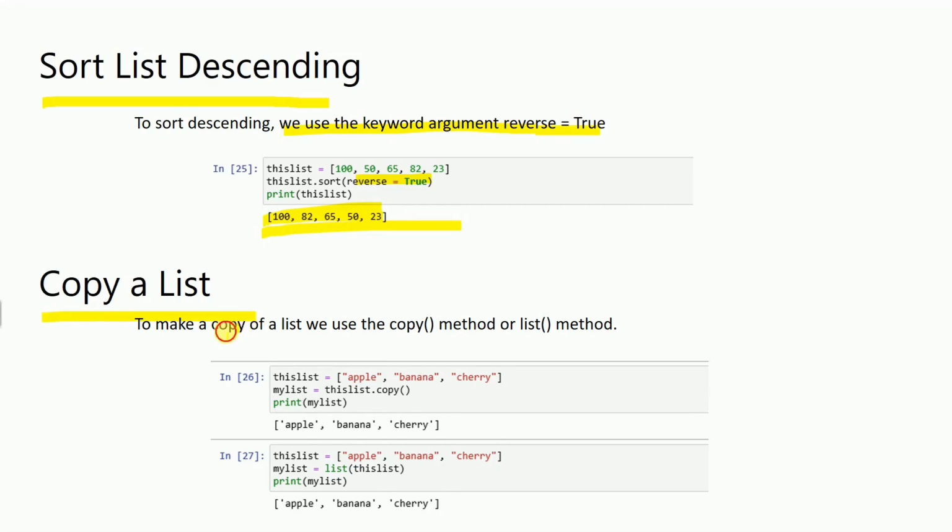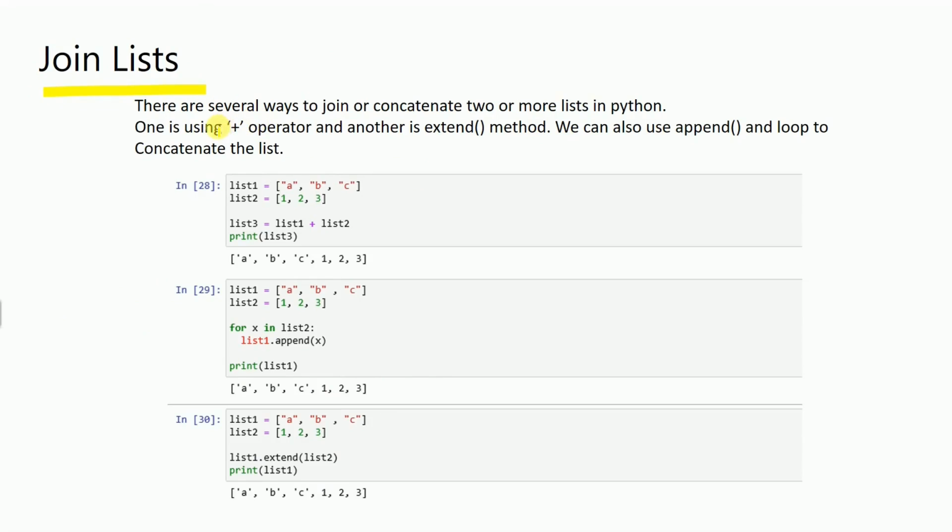Copy a list. To make a copy of a list, we use the copy method or the list method. Here we use the copy method. We can also use the list method. How can we join lists? In order to join a list, we have to use the plus operator or the extend method. We can also use append and a loop to concatenate the list.